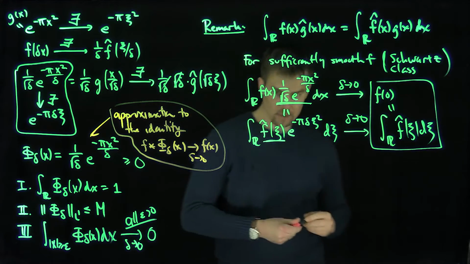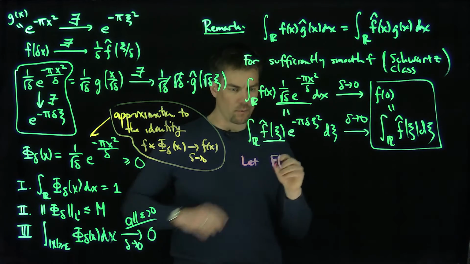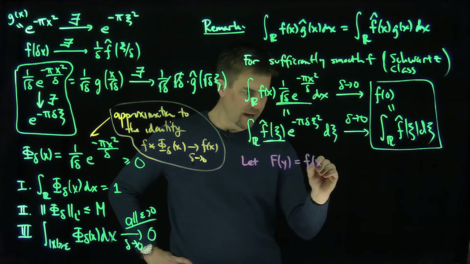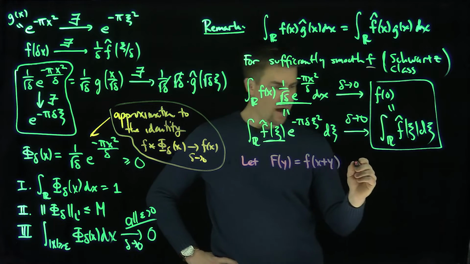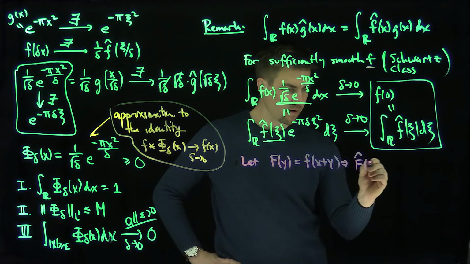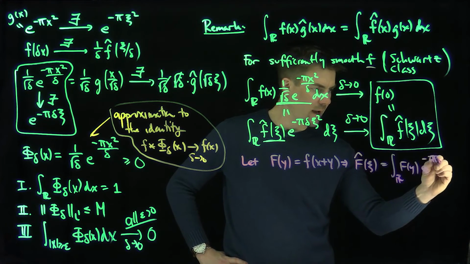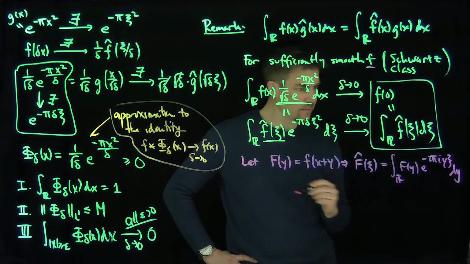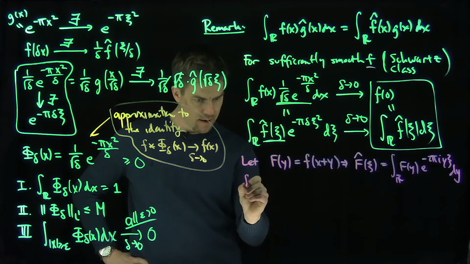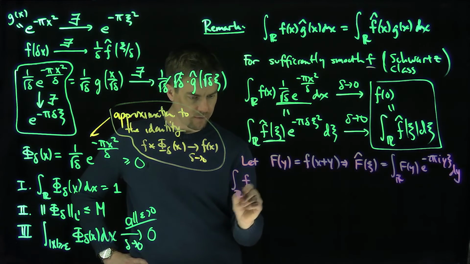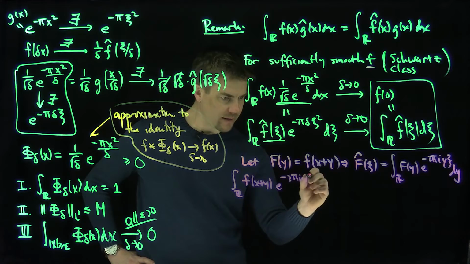Let capital F of y be little f of x plus y, the function that we're considering over here. Then what's the Fourier transform of this function F? So F hat of xi is the integral over R of F of y e to the minus 2 pi i y xi dy. Now, of course, this is really the integral over R of f of x plus y, e to the negative 2 pi i y xi dy.